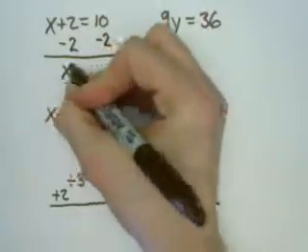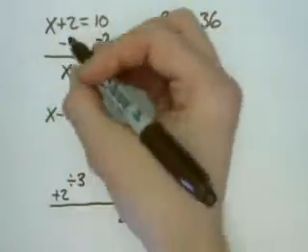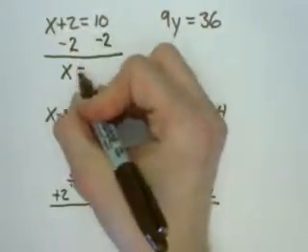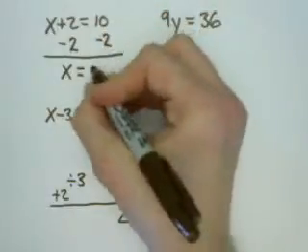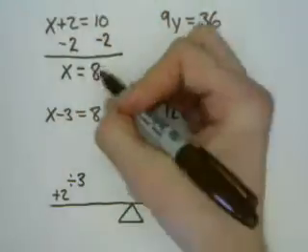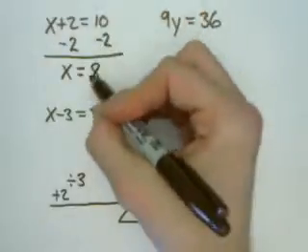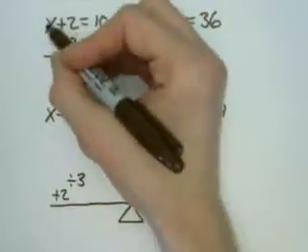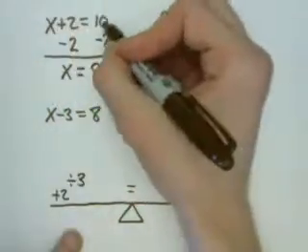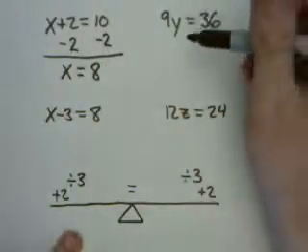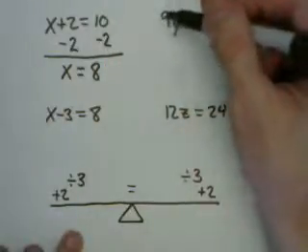I get x plus 2 minus 2, those cancel so they're gone, and that equals 10 minus 2, which is 8. And indeed, if I check it back in, if I substitute that 8 in for the x, 8 plus 2 does equal 10. Here on the next one, in front of the variable we have a number.